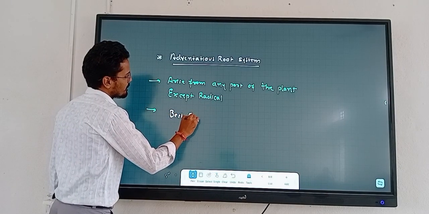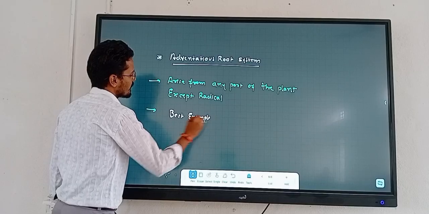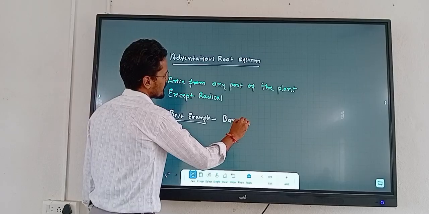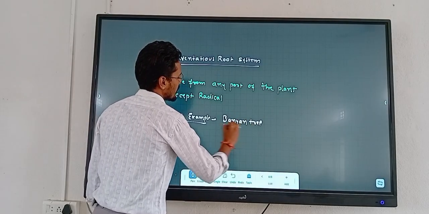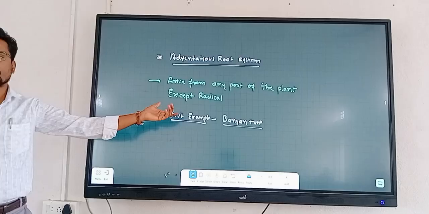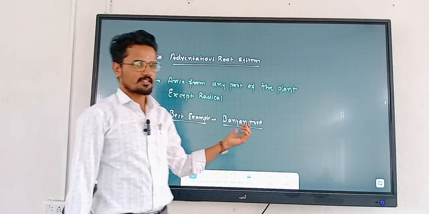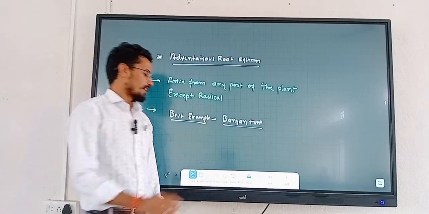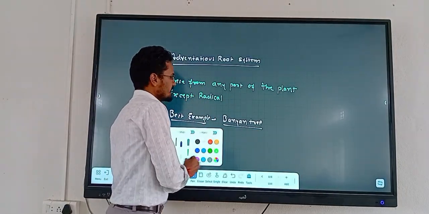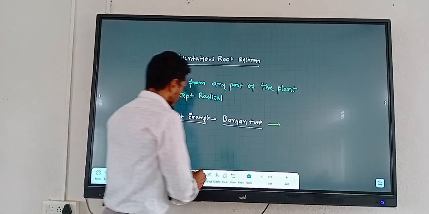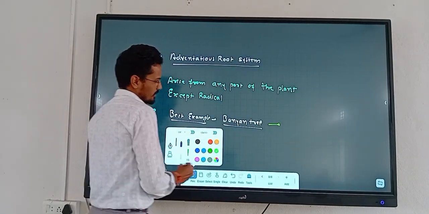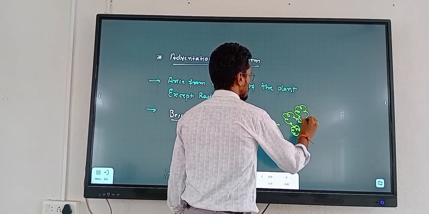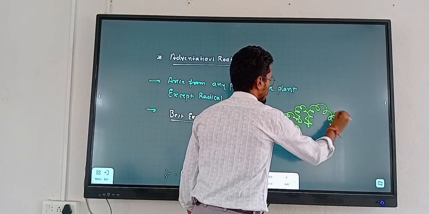The best example, you can write like this, is banyan. All of you have an idea about this one. The banyan tree is called alada mara in Kannada, and in Hindi it is called bargad. Okay, when we see the banyan tree, we'll see it diagrammatically. This is a banyan.